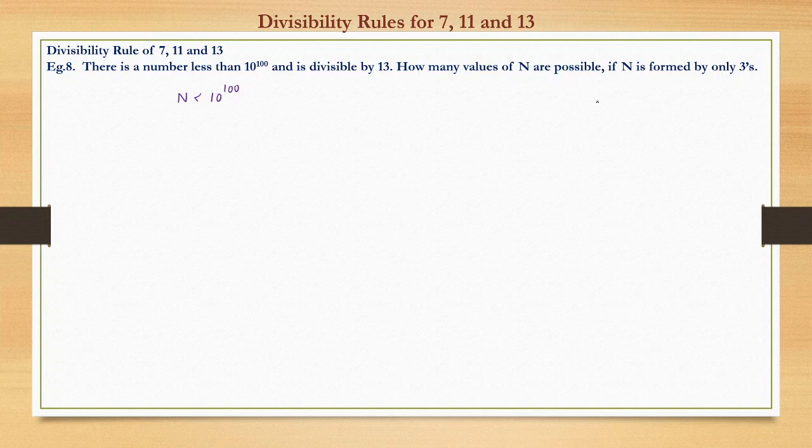Okay. So see, 10 raised to power 2 is 100, right? 10 raised to power 3 is 1000. So 10 raised to power 2 is a 3-digit number. 10 raised to power 3 is a 4-digit number. So 10 raised to power 100 is a 101 digit number. But n is less than that, so n should be at most a 100-digit number, right? So n is formed by only 3: 3, 3, and so on, 3, 3, 100 digits.